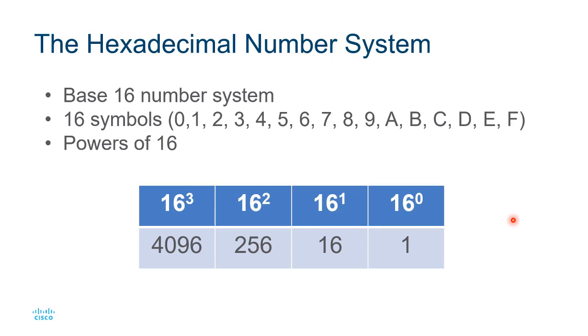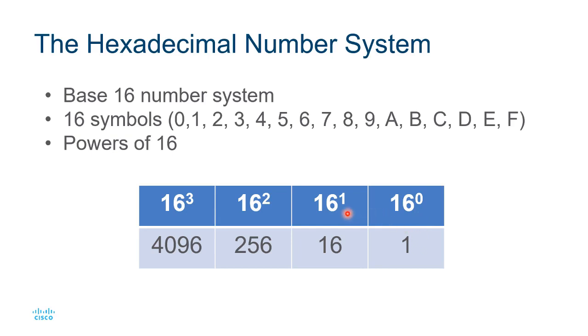If we follow the same procedure used for converting binary to decimal, we can write out the place values or positional notation for the hexadecimal number system as well. Here we can see the first 4 place values based on powers of 16. This is 16 to the power of 0, or 1. Any number to the power of 0 is 1.